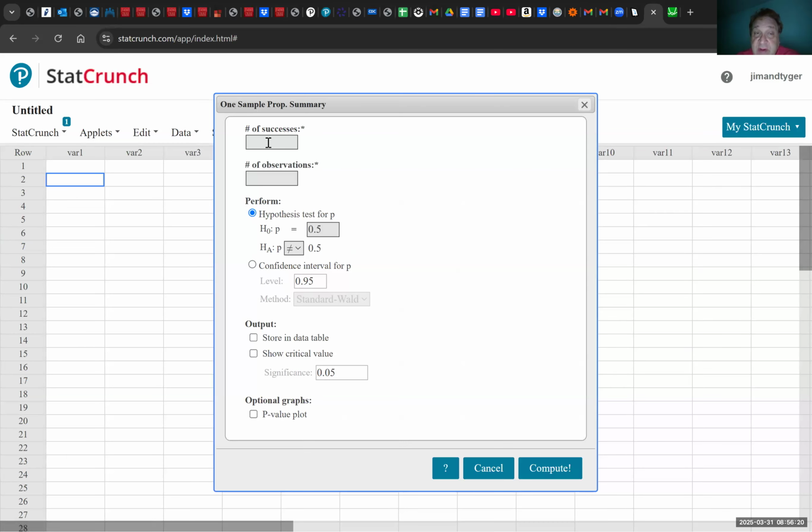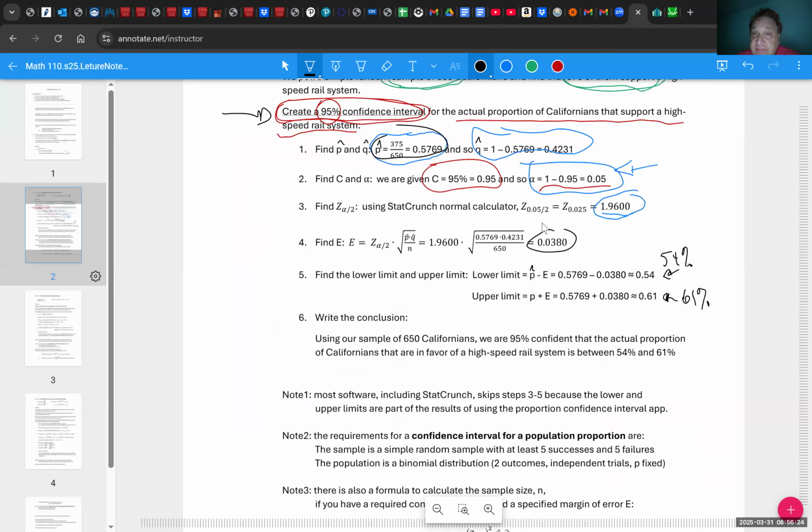And then it asks us for the number of successes and the number of observations. Once again, we have successes as those who are in favor. We had, whoops, did I lose it maybe?